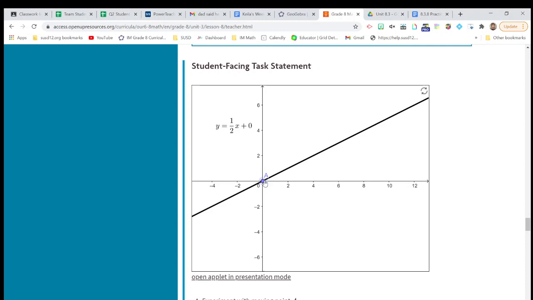Hello students, we're going to do 8.3.8 practice problems. But before I do, I want to give you a review from our lesson.